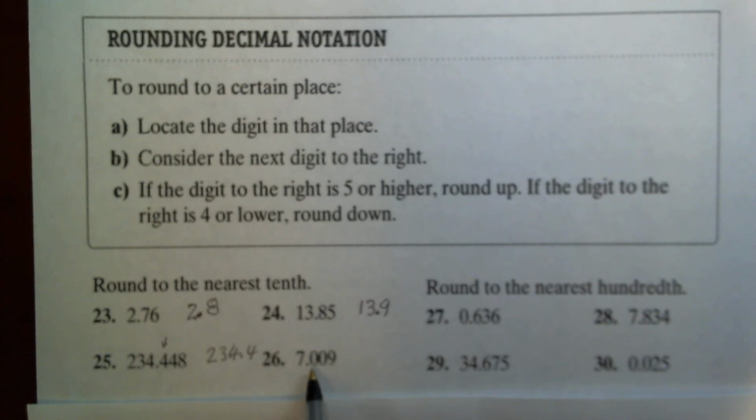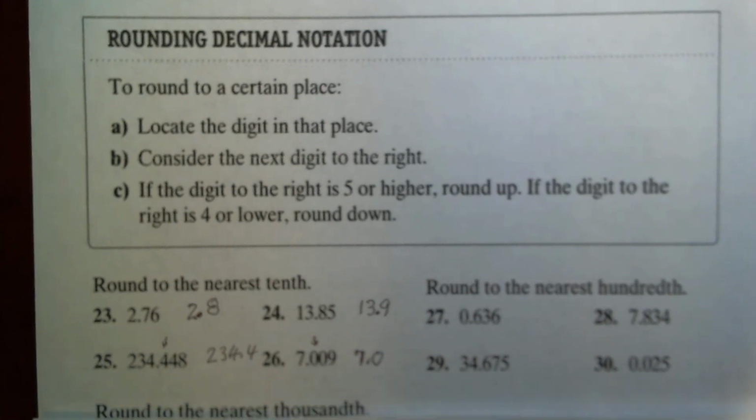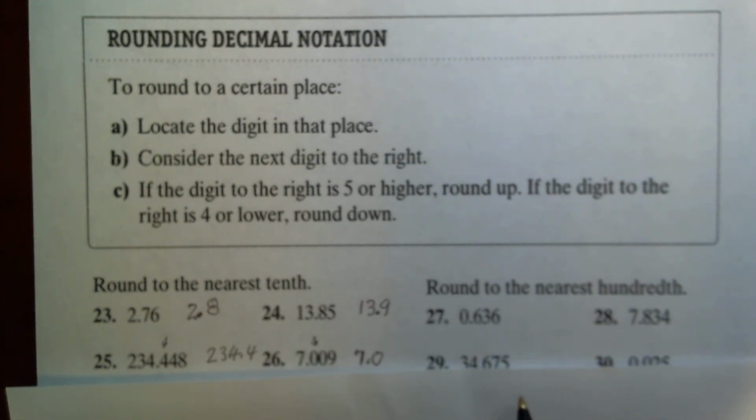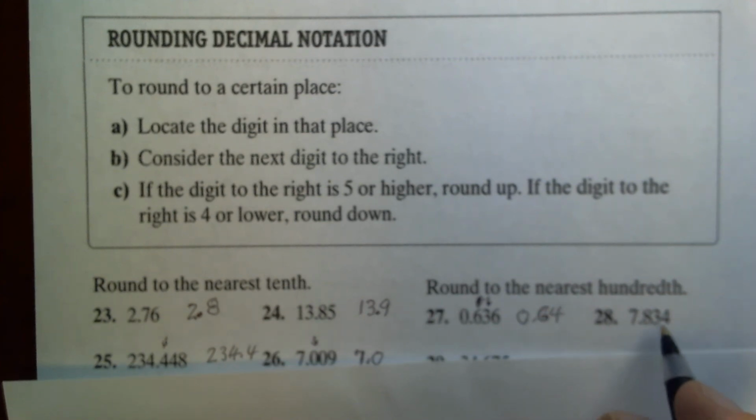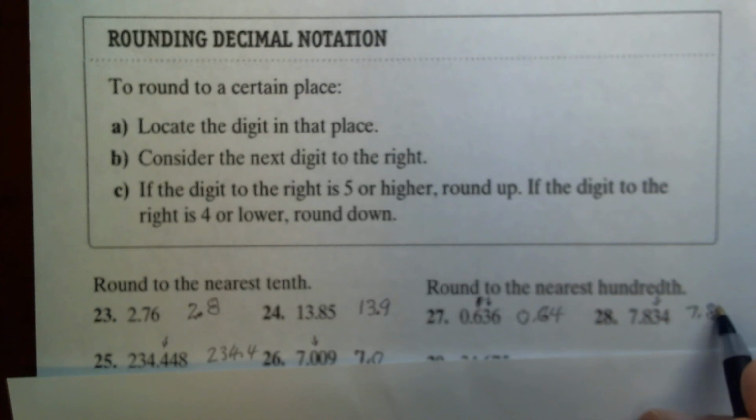And in number 26, the tenth position is here. So it's followed by 0. So this then will be 7.0. In number 27, this is the tenth. It's followed by, the hundredths would be the 3 here. And the 3 is followed by 6. So that means we round it up to 0.64. In 28, the hundredths is here, and the 3 is followed by 4, so we don't do anything, we simply leave it at 7.83. We round down.